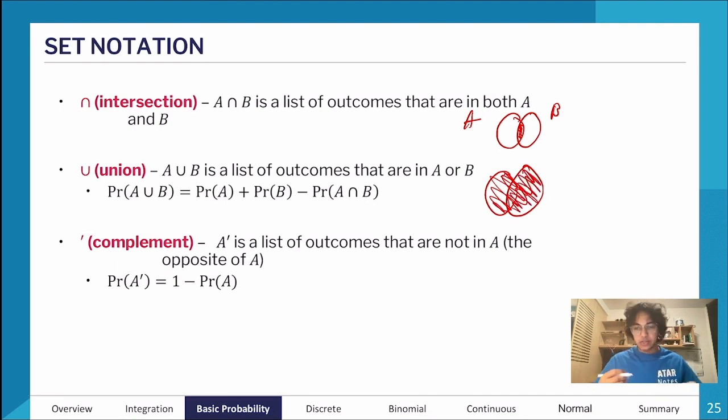Intersection is good to think about as an and statement, whereas union is an or statement, right? It's one or the other in union, or it has to be both of them together in intersection. With union, we have this really nifty rule, sort of.